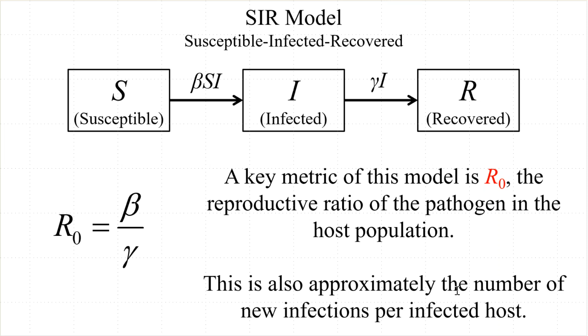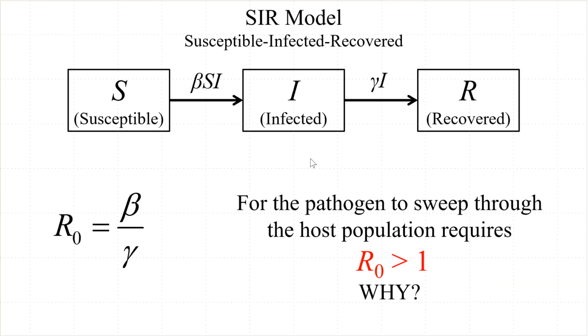Now, this number is also approximately the number of new infections that occur per infected host. So if R naught was 2, that would mean that every infected individual causes an infection in 2 other host individuals in the population. So as R naught gets bigger, each infected individual is causing infections in more hosts. Okay, is that clear? Hope so.